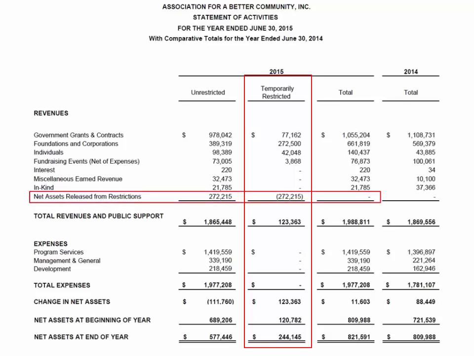What I mean by released is, and you'll notice in the temporarily restricted column, there are no expenses. There's no such thing as a temporarily restricted expense. If you see that on your audit, probably something is wrong. Deductions from the temporarily restricted column come in the form of releases. So you'll notice $272,000 was released from temporarily restricted and moved into unrestricted.